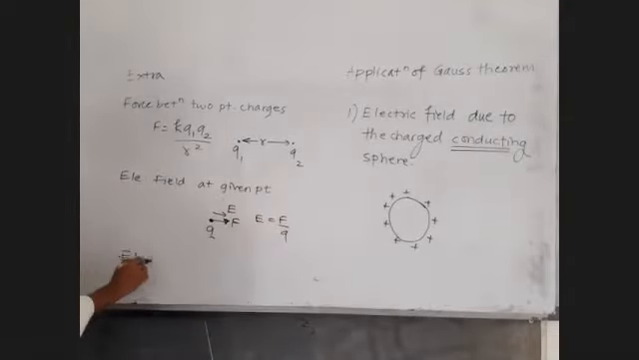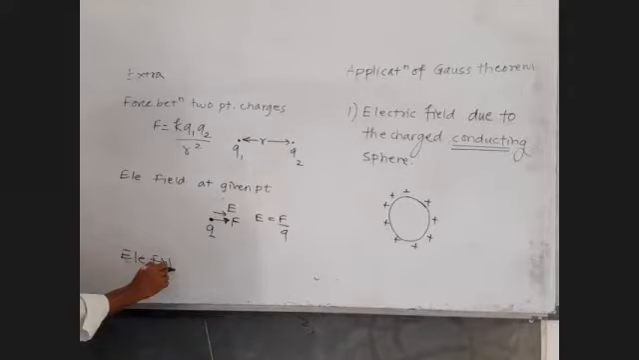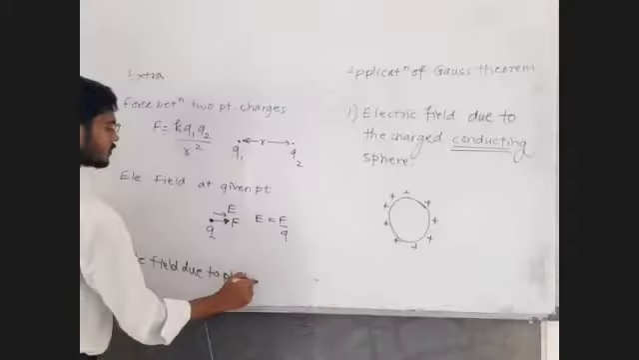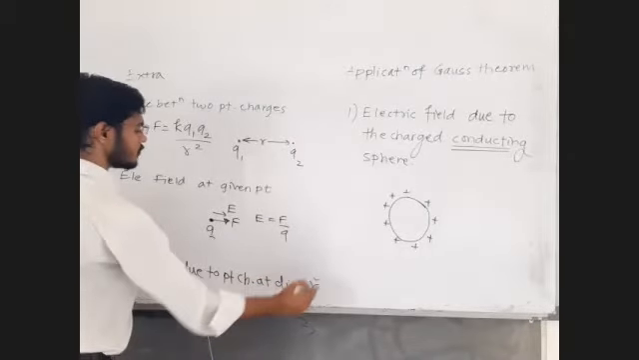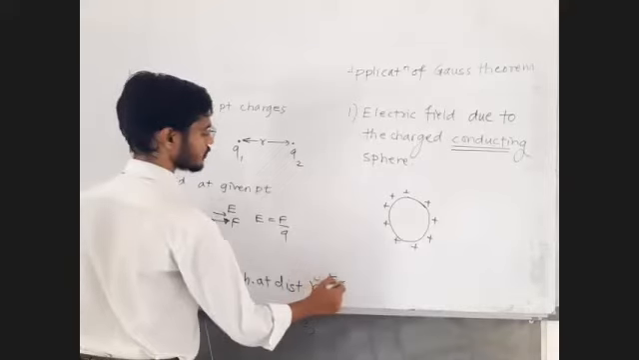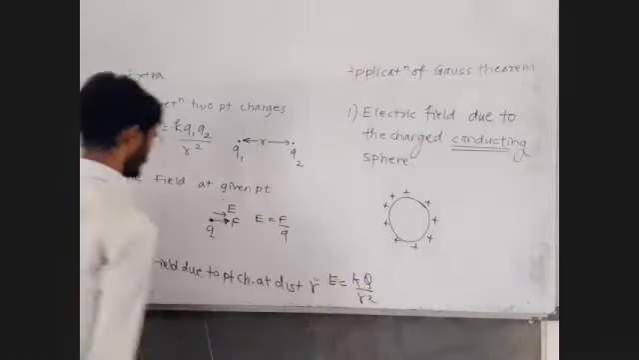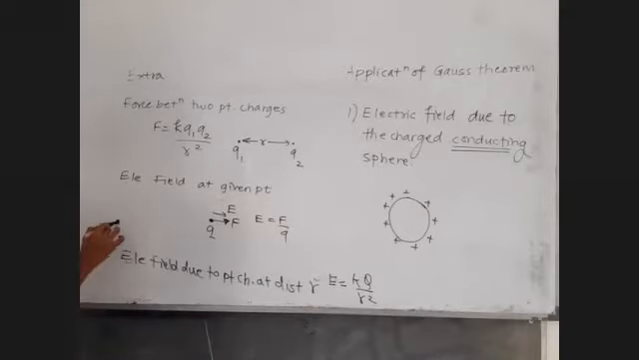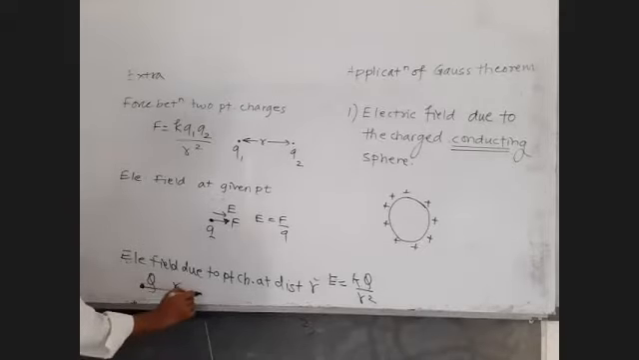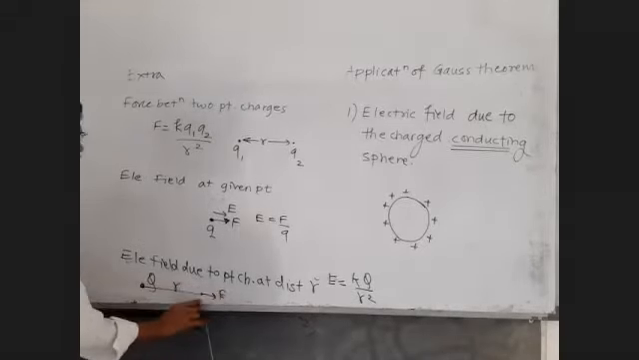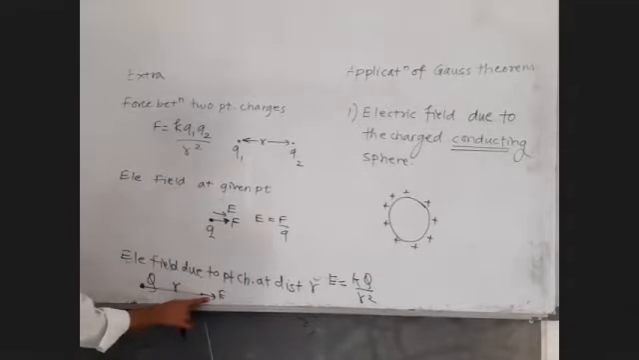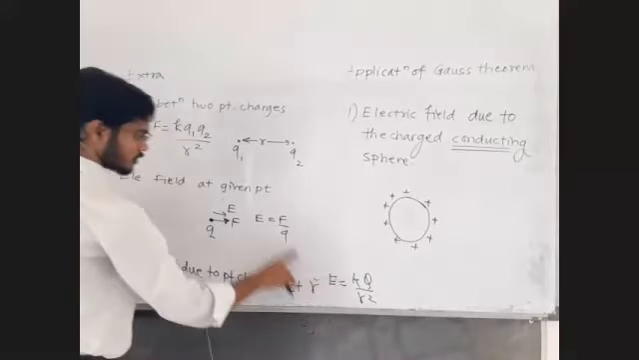And the next formula: electric field due to a point charge at distance r. That formula is K into Q upon R square. For that, the diagram will be a charge capital Q, at a distance of R from it, where we want to find out the electric field. So here we will place some test charge q. We find the force on it due to our charge Q, and then we divide by q. You will get this.